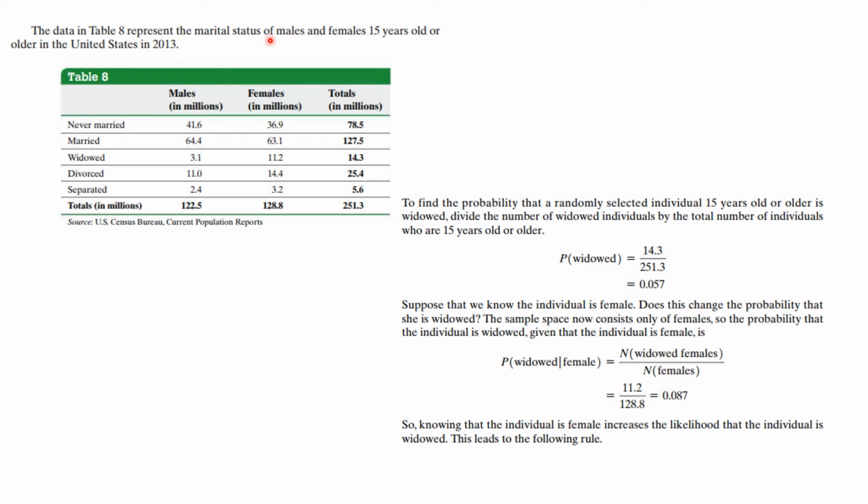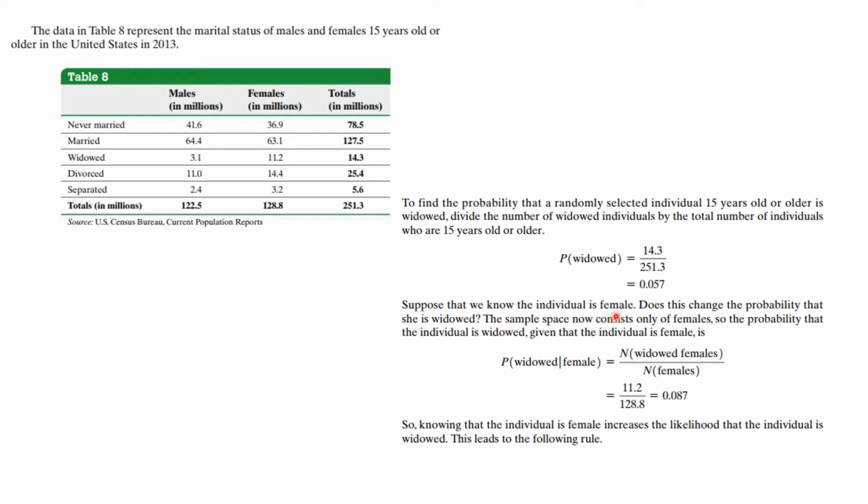So here's a table representing the marital status of males and females 15 years and older in the U.S. These totals are in millions. To find the probability that a randomly selected individual 15 years or older is widowed, divide the number of widowed individuals by the total number of individuals who are 15 years old or older. And you get those numbers from the table. You can just point and click, and you get this as your answer.